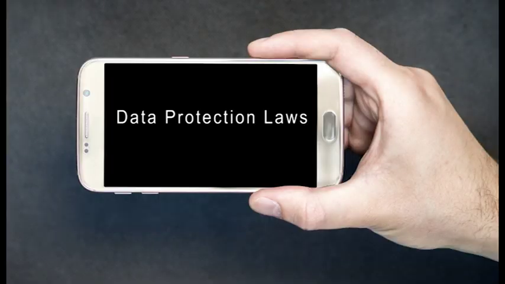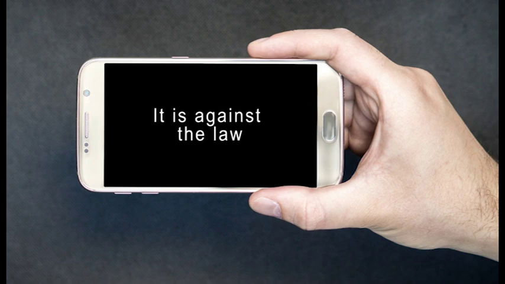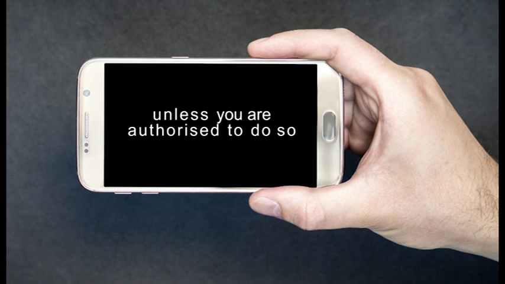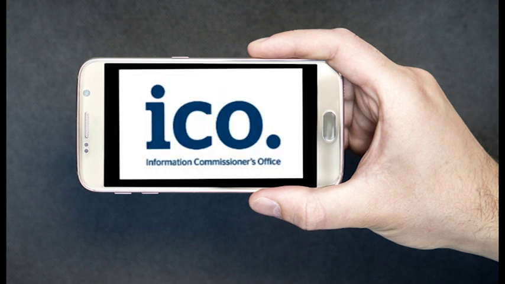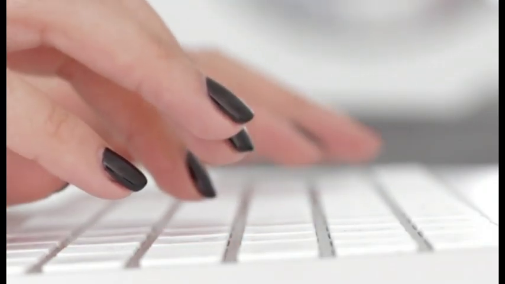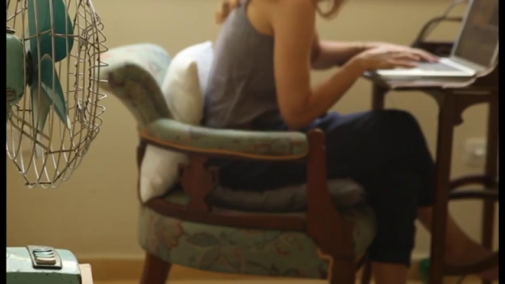Let me explain a little about our data protection laws. It is against the law to access any personal data unless you are authorised to do so. The Information Commissioner's Office can prosecute people who don't obey the data protection laws. Here are two recent examples of legal action. A caseworker was fined for sending sensitive data to her personal email account without authorisation. An office worker was found guilty of unlawfully accessing personal data without having a legitimate reason to do so.